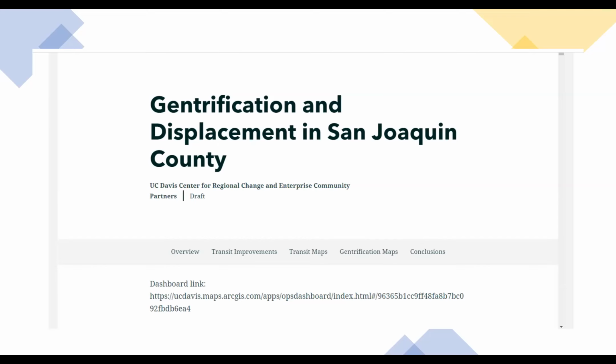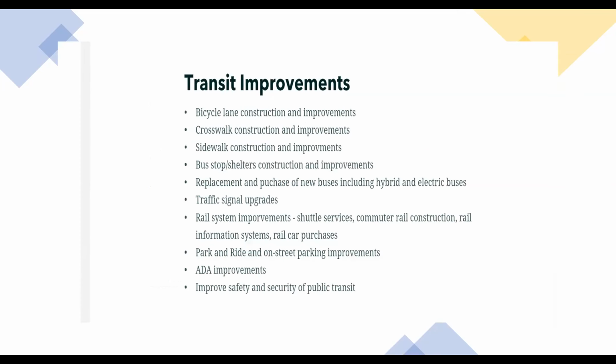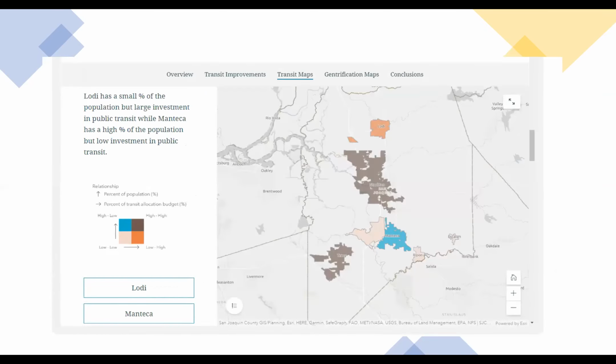And for this purpose, I just took screenshots because it was easier. But we were really looking at several different types of transportation improvements, including increased public transportation, increased safety, and just overall increased walkability. And in the story map, we created this map that really first looked at the percentage of the population within San Joaquin County communities, and then looked at the percent of the budget that went towards transportation improvements to look at who was spending different types of money on these projects.